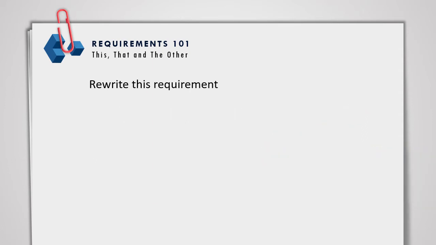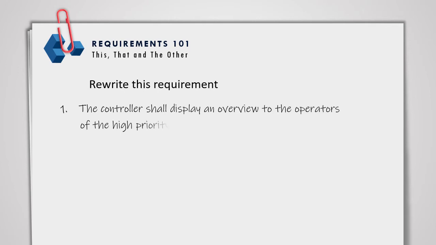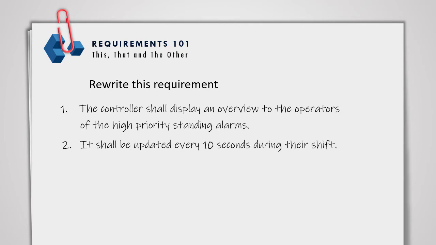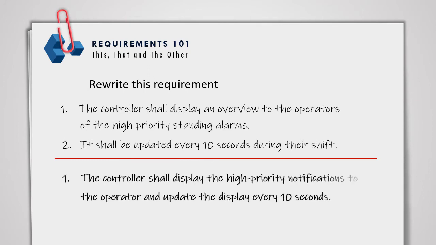This is what we made of the original statements. The controller shall display the high-priority notifications to the operator and update the display every 10 seconds. A couple of things worth mentioning here. Firstly, requirements writing is not an exact science. So if you come up with something different, then that does not necessarily mean your answer is wrong. It could be better than ours.